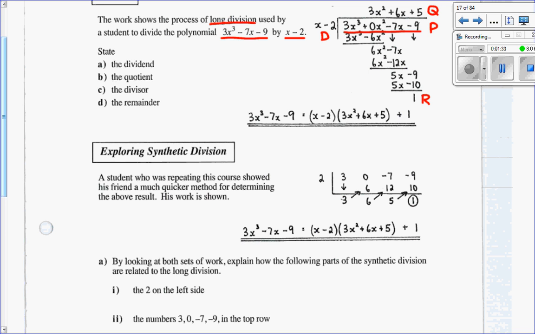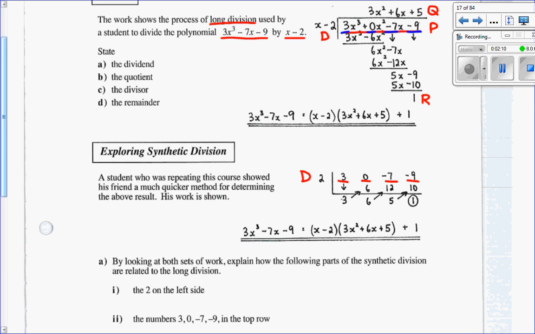If you have a really close look at this, you can see some similarities. In this case, this 2 is your divisor, just like this x minus 2 is your divisor when you were long dividing. You can see here 3, 0, negative 7, negative 9 actually correspond to the coefficients 3, 0, negative 7, negative 9 in your polynomial that you're dividing. The only thing that is missing are your x terms.